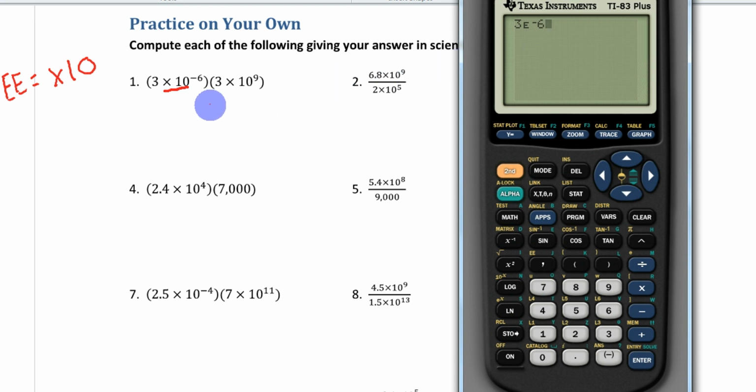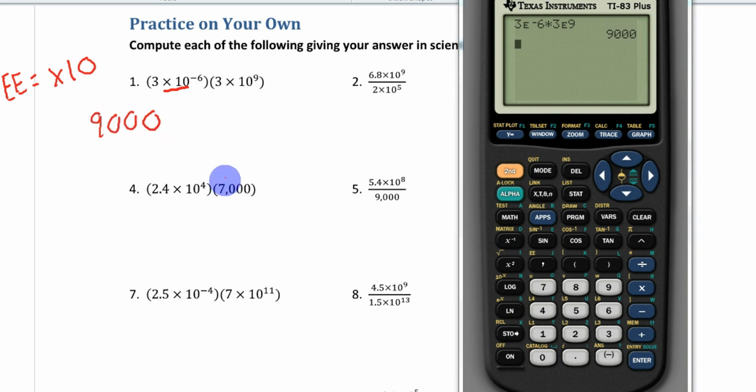Now this is a multiplication problem, so we just have to go ahead and key in the second term. This would be times, for the multiplication, 3, and then it's times 10 to the 9th. So times 10 is E, to the 9th, so 9. And if we hit enter at this point, we see that we get the value of 9,000.